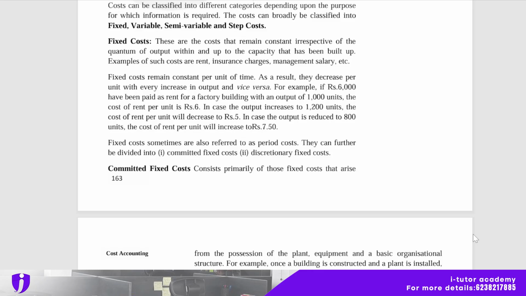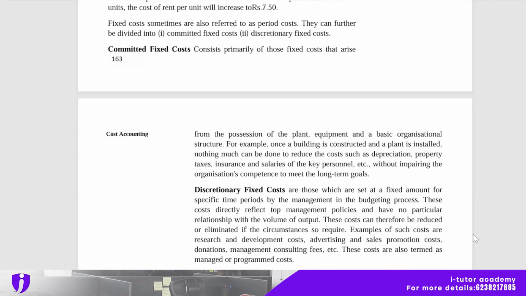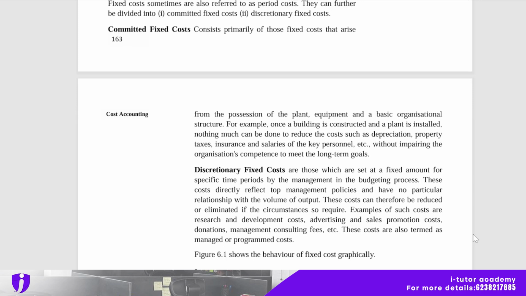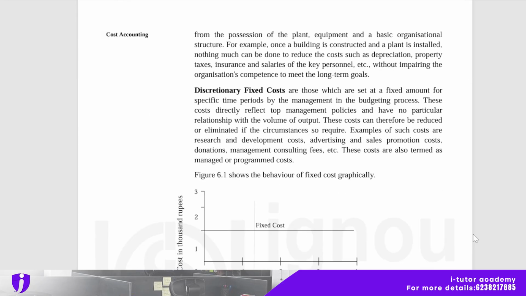Examples of such costs are rent, insurance charges, management salary, etc. And fixed costs remain constant per unit of time. As a result, they decrease per unit with every increase in output and vice versa. So example also here. Committed fixed costs consist primarily of those fixed costs that arise from the possession of the plant, equipment and a basic organization structure.